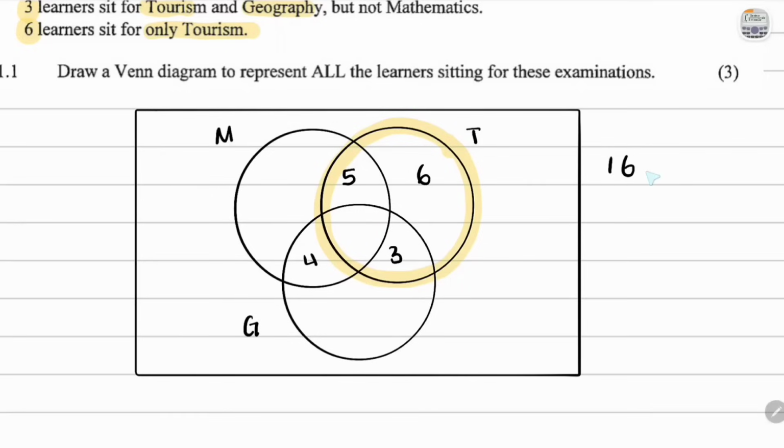Because this is a total of 16, meaning everything here will add up to 16. So to find this, you'll say 16 minus all of these numbers. So 16 minus 6 is 10, minus 5 is 5, minus 3 is 2. So the middle is 2. So 2 learners sat for all 3 subjects. Okay, so we're done with that.